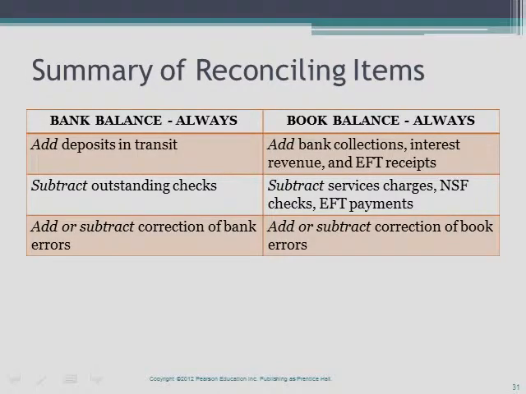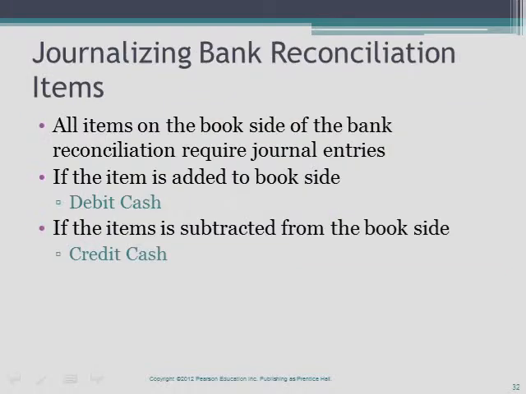And so this is just a summary of reconciling items and on which side they appear and if they are added or subtracted. The bank reconciliation is an accountant's tool separate from the journals and ledgers. It does not account for transactions in the journal. To get the transactions into the accounts, we must make journal entries and post to the ledger. All items on the book side of the bank reconciliation require journal entries.